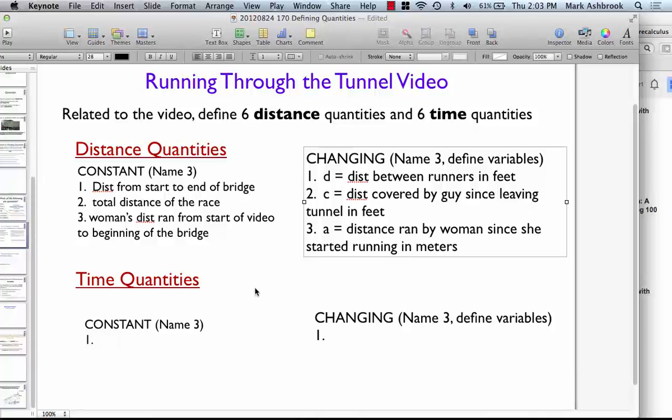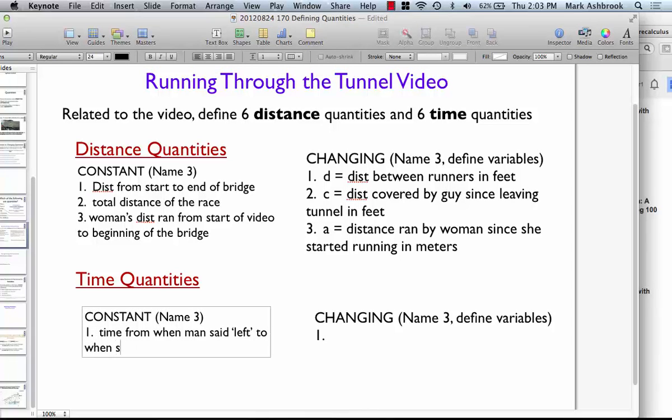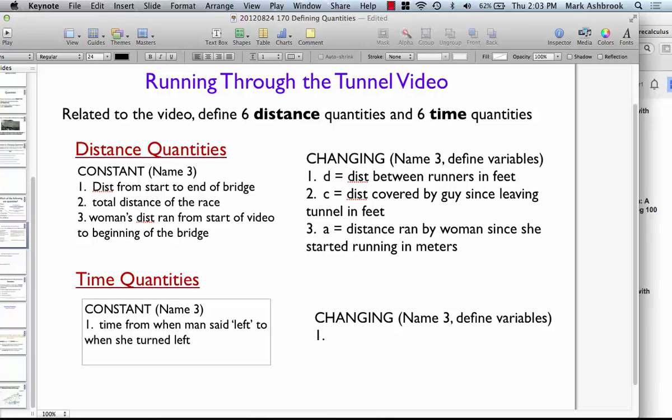Somebody new, constant. Who has a constant time quantity related to this video? Yes, sir? The time from when the man said left to when she actually turned left. Excellent. Time from when man said left to when she turned left. Is that a fixed amount of time? A constant quantity? Definitely. Good.